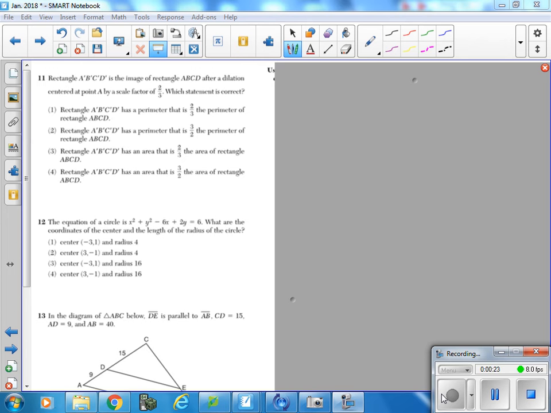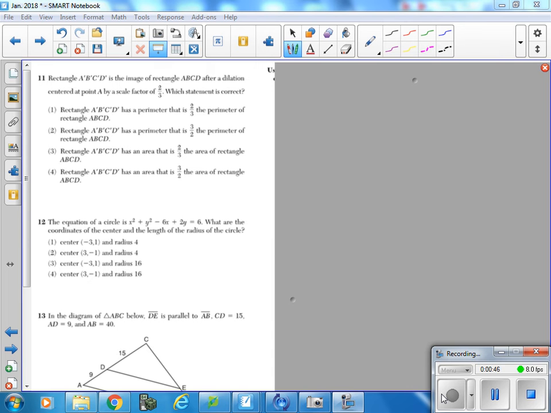It says rectangle A prime, B prime, C prime, D prime is the image of rectangle ABCD after a dilation centered at point A by a scale factor of 2/3. Which statement is correct? So I always want to tell my class, and just tell anyone taking this test, to identify the key words when you look at a question.